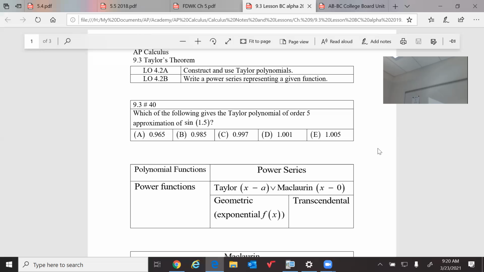Geometric series. Well, what's a geometric series? Well, that's exponential as opposed to power function. And if it's geometric, you keep multiplying by the same constant ratio. So the independent variable is the exponent. And transcendental is like all else. Transcendental are functions that can't be written as polynomials, like sine and cosine. They can be approximated by power series.